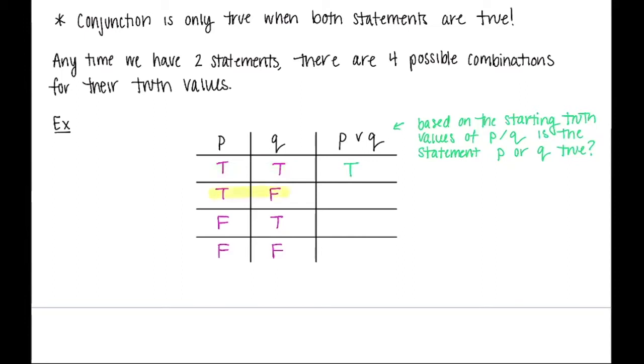If one is true and one is false, when I ask the statement, is P or Q true? One of them is. Same thing here, is P or Q true? Yes, one of them is. When we move to this final situation though, and I ask, is P or Q true? No, neither of them are. So my statement P or Q would be false. Okay. So here, at least one statement is true. But in the end, neither statement is true.